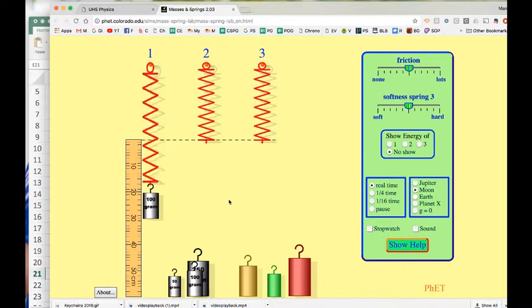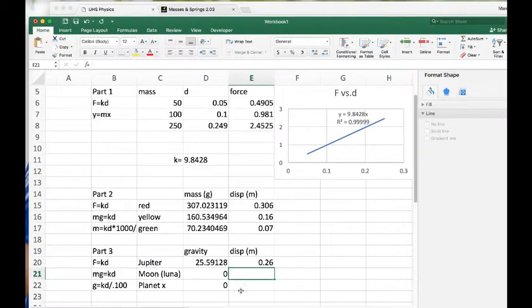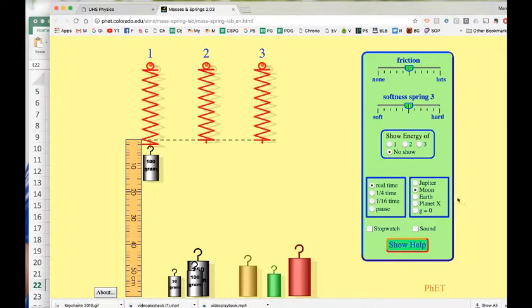Let's click on the Moon. See what we got here. 1, 2, 1.9 maybe. Whoops. 0.019. Okay, gravity on the Moon is 1.8. Technically it's around 1.6, so our K value I don't think is totally quite right, so we might be able to fix that later. Let's look at planet X.